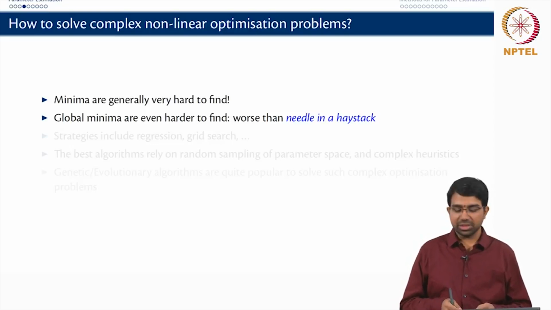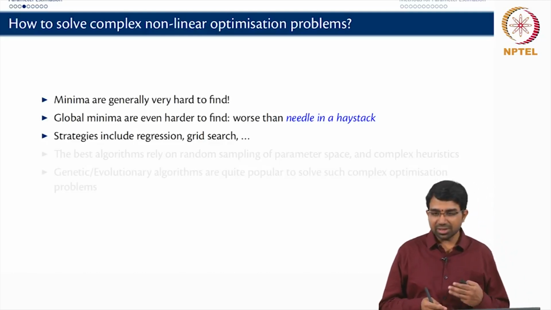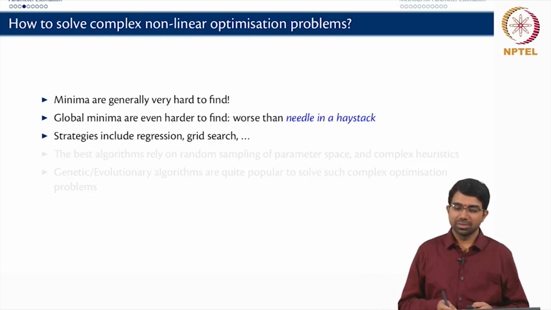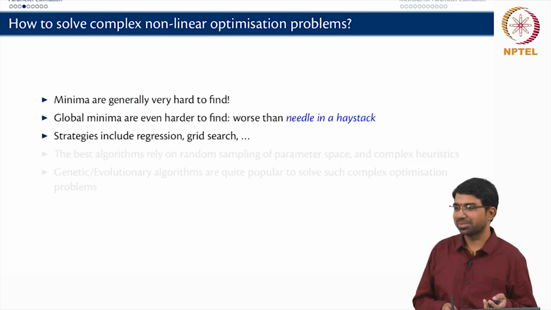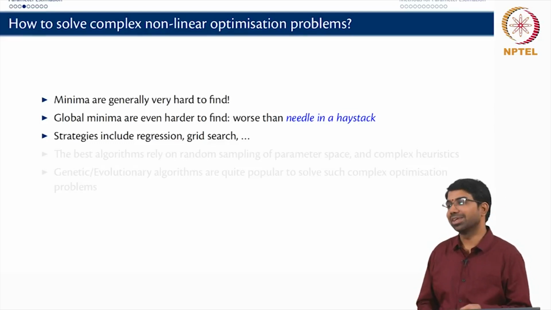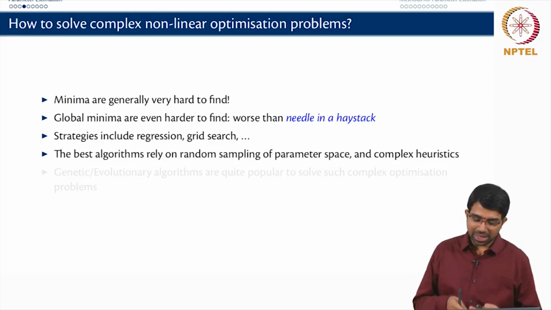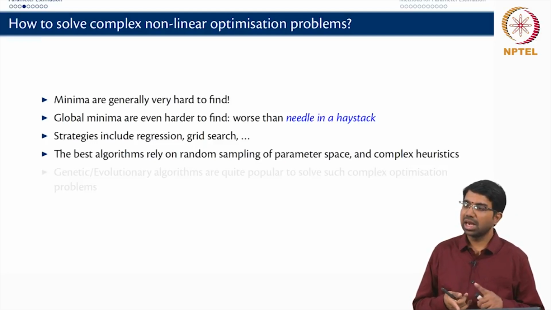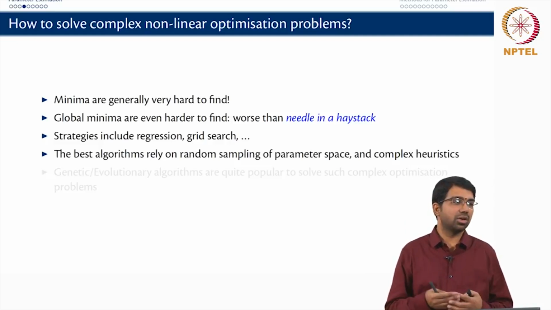And there are many strategies. You can do a grid search, you can do various kinds of regression and so on. Gradient descents are difficult because you do not want to be computing the gradient of that function. It is very expensive to compute the gradient of that function. So, gradient descents are again not useful. So, the best algorithms rely on random sampling of parameter space and complex heuristics, and these are usually grouped under what are known as direct search algorithms.